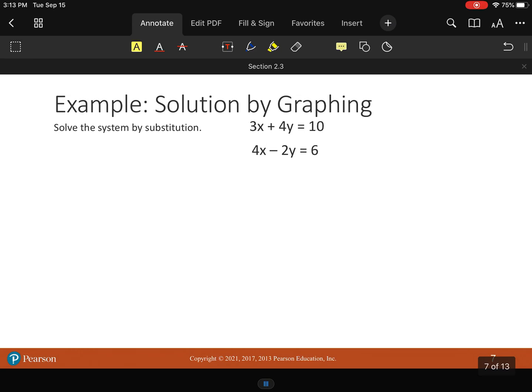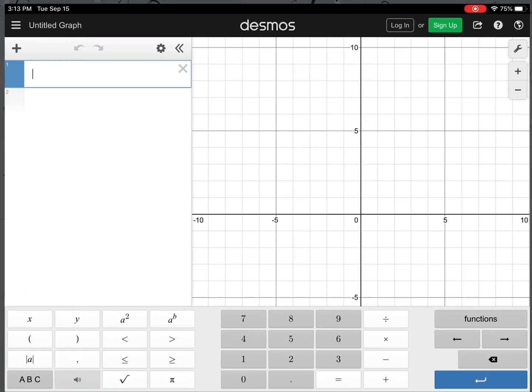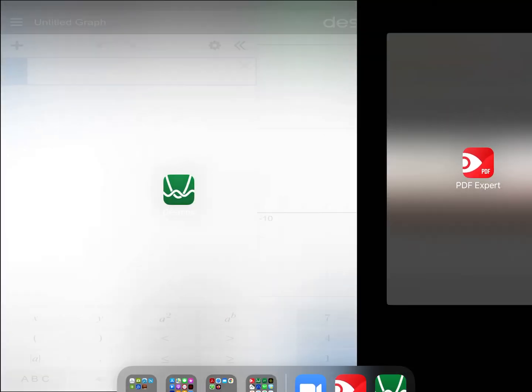Now it says solve the system by substitution. We're not actually going to solve by substitution. We're going to solve by graphing. Okay, graphing. All right, so what we're going to do, we're going to pop up our app, and I actually need to see the equation. So let's drag that here.